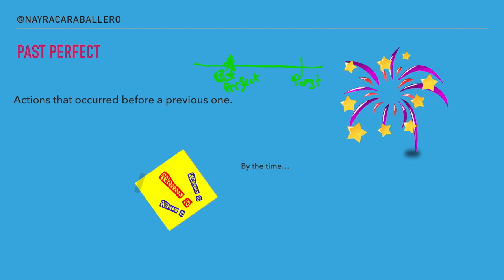We have also some keywords here. For example, by the time, after, already, until, just, before. Okay. And the structure is very similar to present perfect tense. The auxiliary verb in this case is had, so it is have or has, but in past form. So had plus verb ending -ed, or if the verb is irregular, the third column.